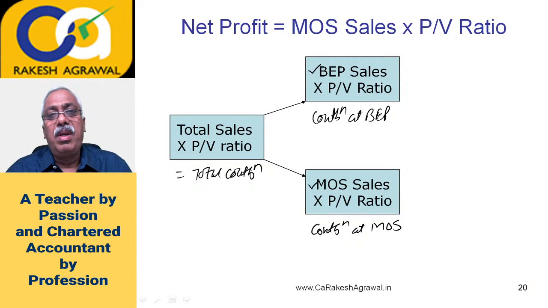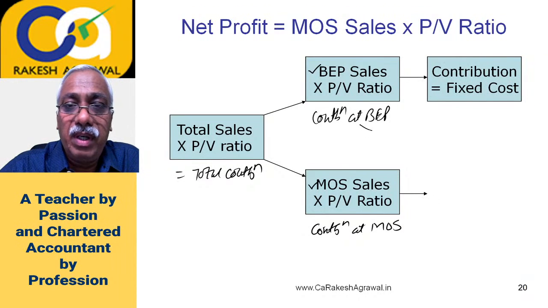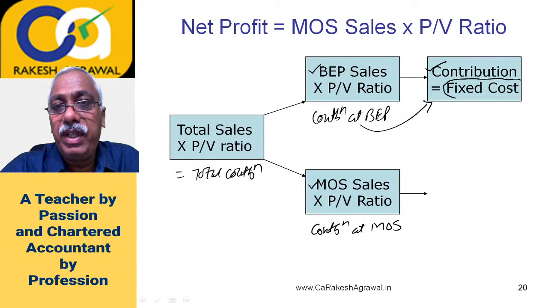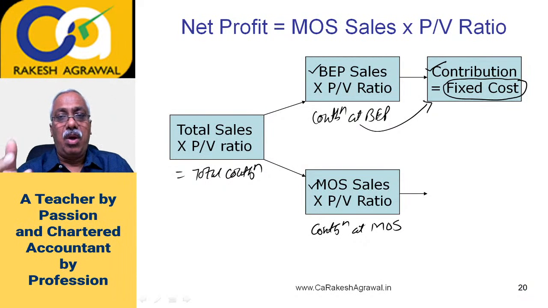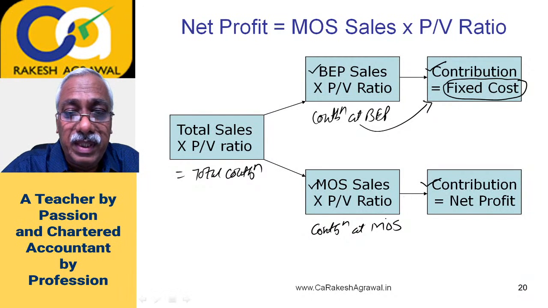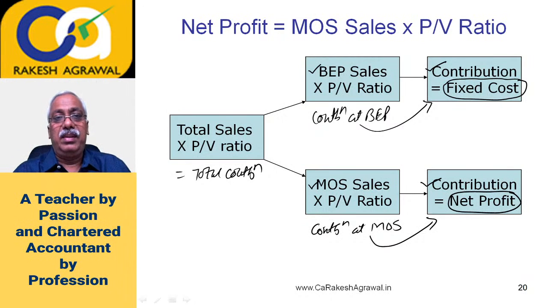Contribution at margin of safety. But if you remember, at BP sales, whatever contribution we earn is exactly equal to fixed cost. So whatever contribution we have earned at BP will go in recovering my fixed cost, because at BP the contribution and fixed cost are the same. Whatever contribution is earned by margin of safety sales will be my net profit now. Are you getting the point?